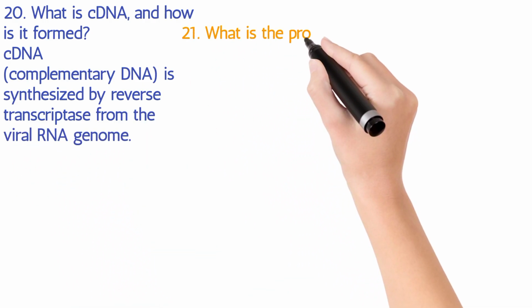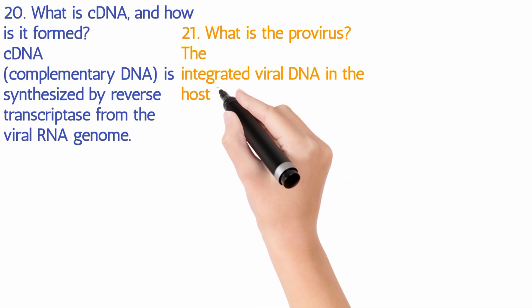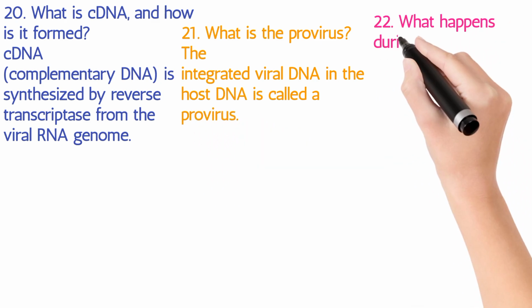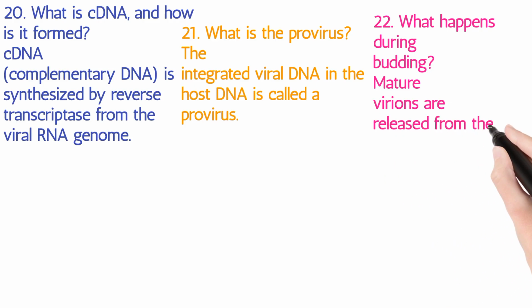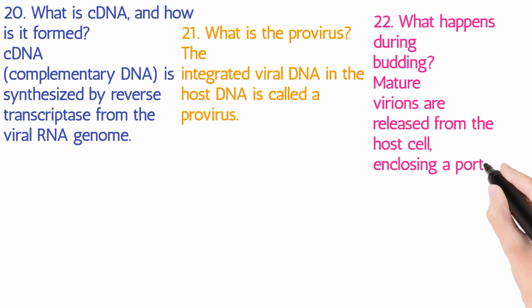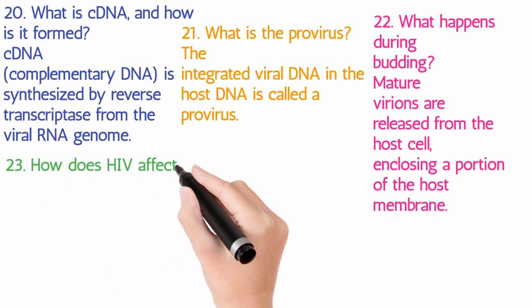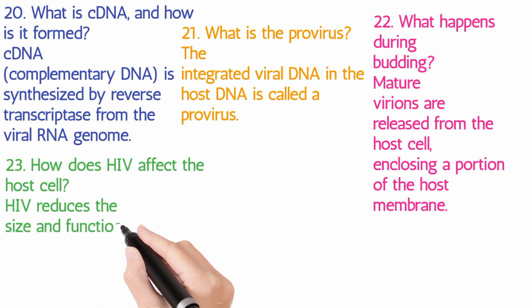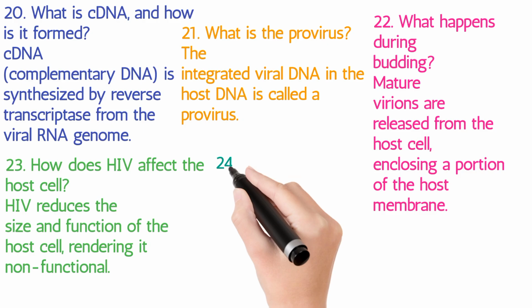21. What is the provirus? The integrated viral DNA in the host DNA is called a provirus. 22. What happens during budding? Mature virions are released from the host cell, enclosing a portion of the host membrane. 23. How does HIV affect the host cell? HIV reduces the size and function of the host cell, rendering it non-functional.